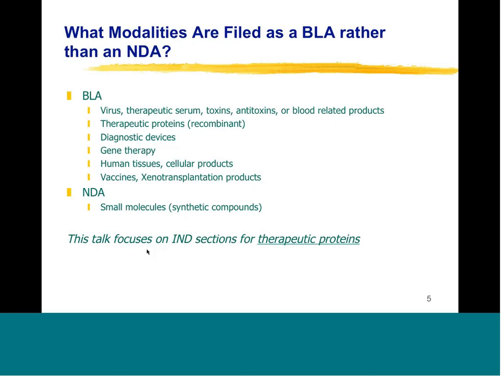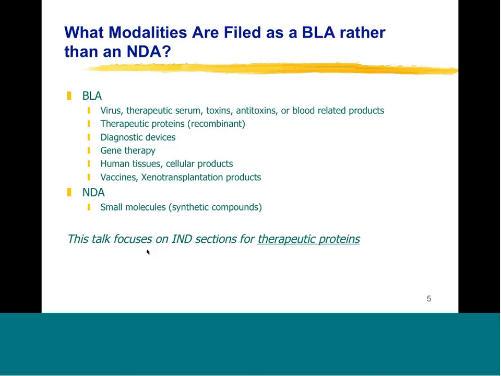And then a recent definition for what is a protein versus a peptide, I think the agency had, they had to be greater than, if I'm not mistaken, I think greater than 100 amino acids to be considered a protein. So this talk is really focused on, as I mentioned, IND initial filings, and for therapeutic proteins. I won't be talking about these other modalities.